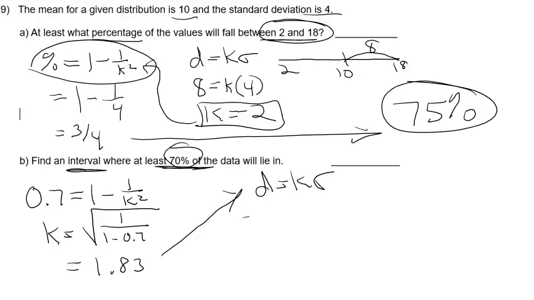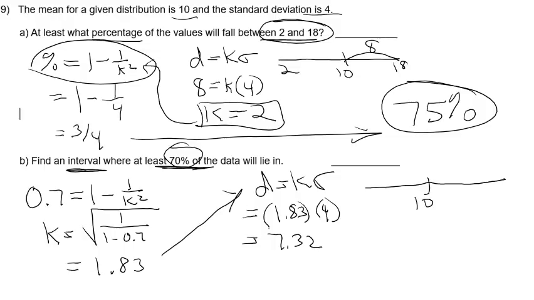Now you're going to bring it over to the distance formula, where the distance is equal to K times sigma. We know K is 1.83. We know sigma is equal to 4. When we do the math, we get the distance is 7.32. So our interval, which is centered at the mean, 10, we're going to be adding 7.32, and we're going to be subtracting 7.32.